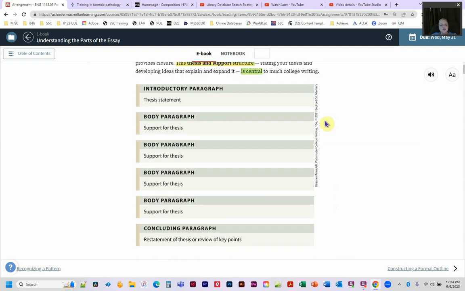But this is going to give you that structure. You have your intro that ends at the thesis. You have the body paragraphs. Here they show 4, but again, in this class, you're only going to write 3, and then you have your conclusion.